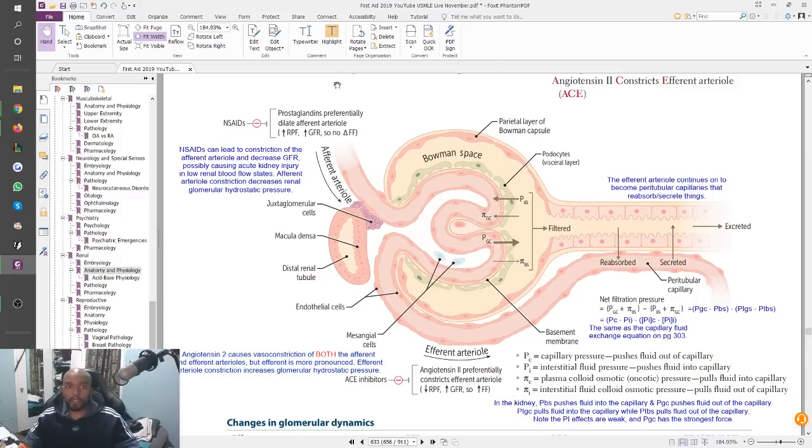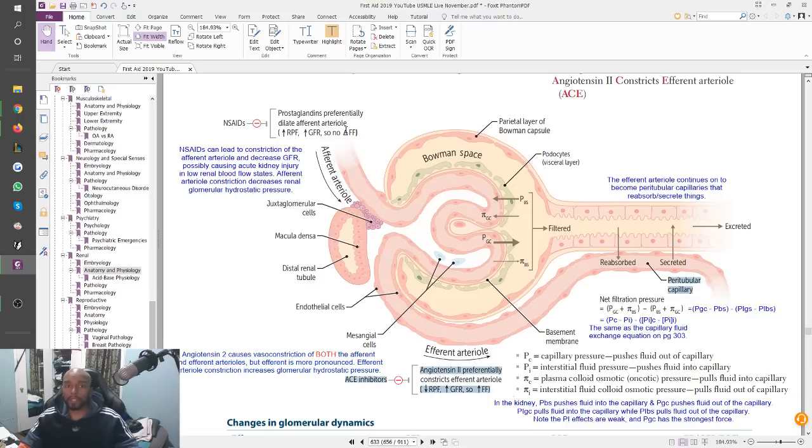NSAIDs, you see prostaglandins preferentially dilate the afferent arteriole. What does it mean if you dilate the afferent arteriole? So dilating the afferent arteriole will make this wider. And if you dilate the afferent arteriole, more blood will be coming in here, right? So if you do that, everything increases. More of everything is going to come here. So you're going to have more renal plasma flow and more GFR.